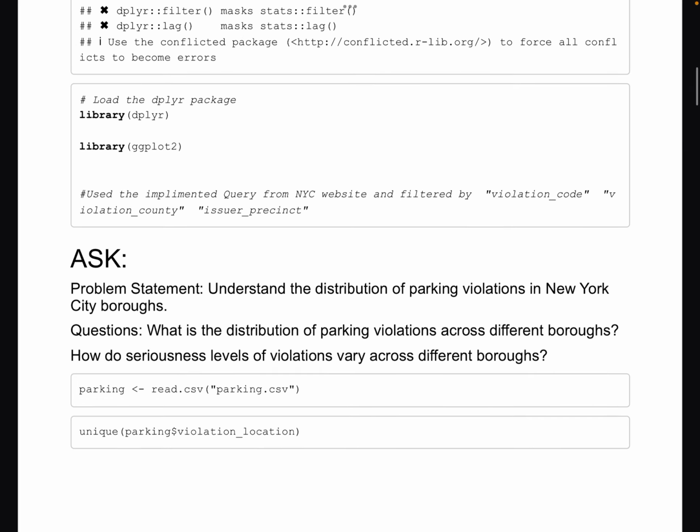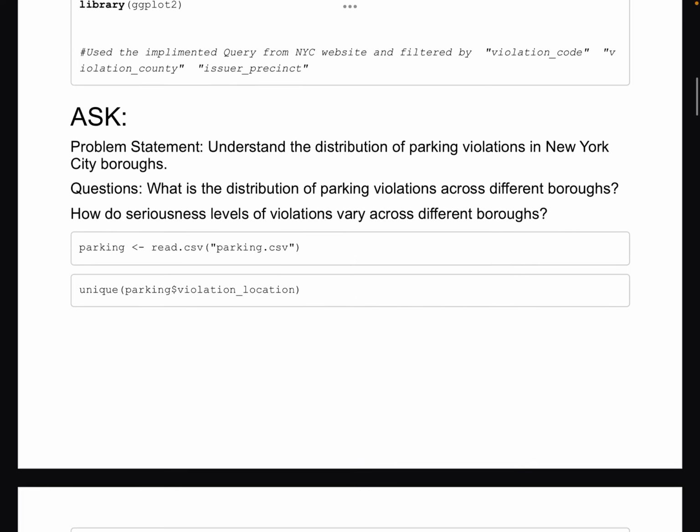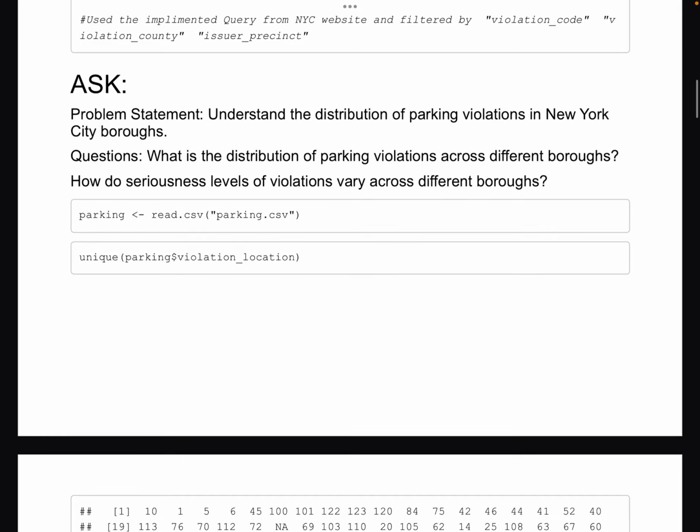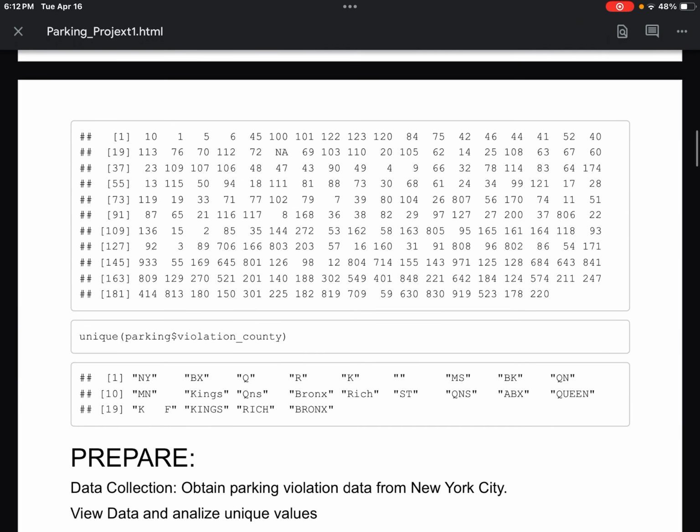I got the violation codes, violation county, and the issuer precinct number, and I loaded the data as a CSV package. And the question that I wanted to ask and find out was what was the distribution of parking violations across each borough. I wanted to see if there was a difference between how serious the parking violations were in each borough. So I needed to prepare my data.